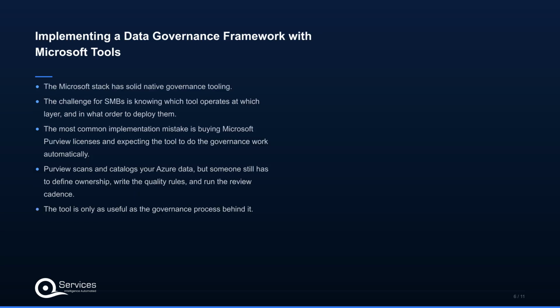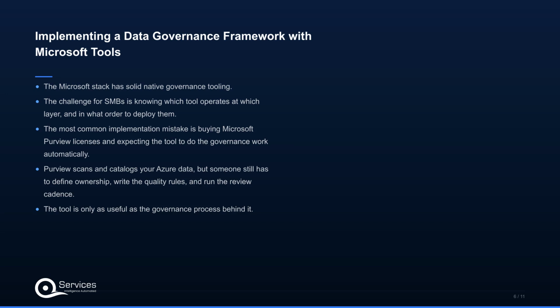Next up, let's talk about implementing a data governance framework with Microsoft tools. The Microsoft stack has solid native governance tooling. The challenge for SMBs is knowing which tool operates at which layer and in what order to deploy them. The most common implementation mistake is buying Microsoft Purview licenses and expecting the tool to do the governance work automatically. Purview scans and catalogs your Azure data, but someone still has to define ownership, write the quality rules, and run the review cadence. The tool is only as useful as the governance process behind it.